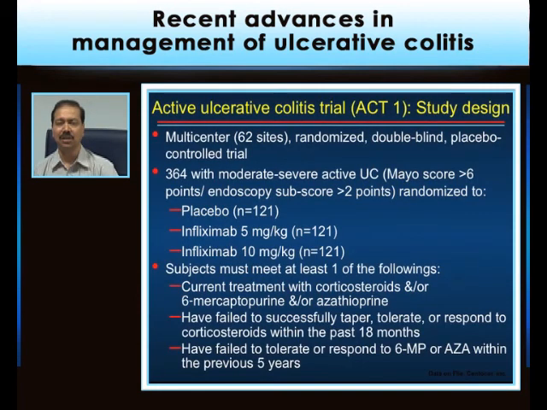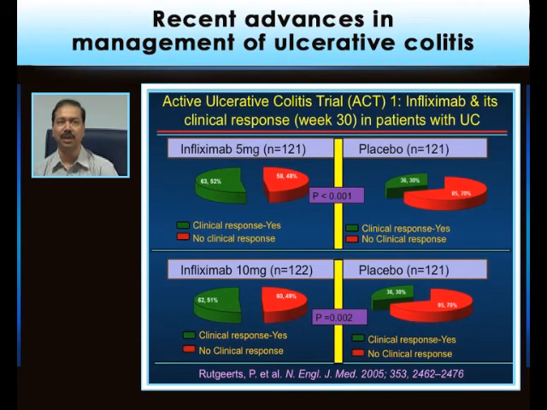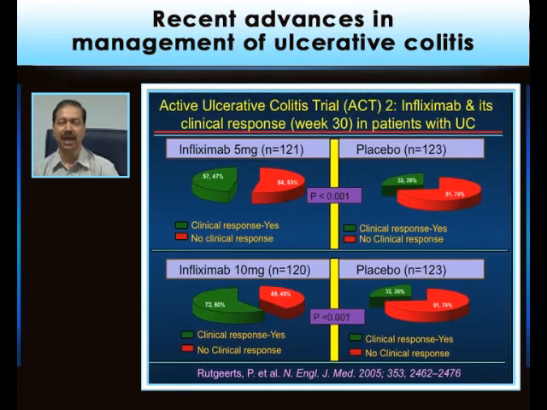Now this is the evidence that infliximab works. This is the ACT 1 study, where 364 patients with moderate to severe ulcerative colitis were randomized to placebo, infliximab 5 mg and infliximab 10 mg. They found that infliximab 5 mg was superior to placebo, but infliximab 10 mg was not superior to infliximab 5 mg. So from this study the data came which showed infliximab 5 mg per kg is enough. This is the ACT 2 study, which showed a similar result.